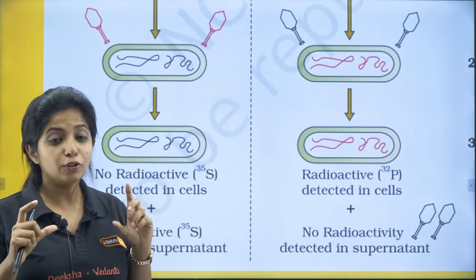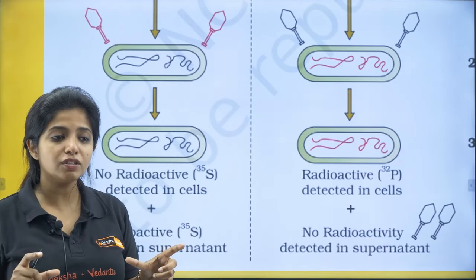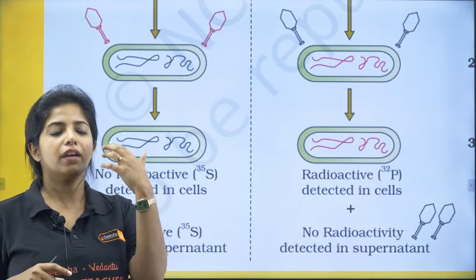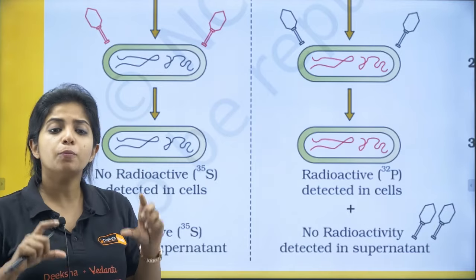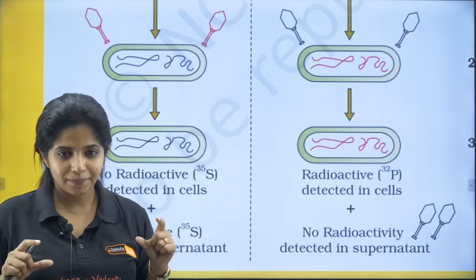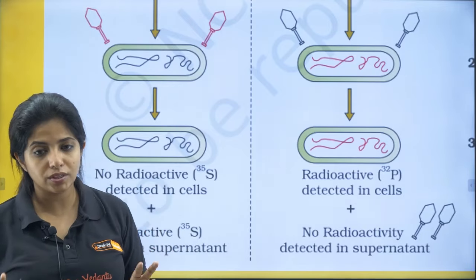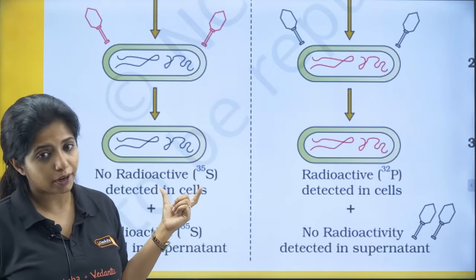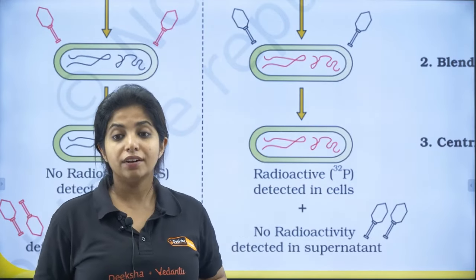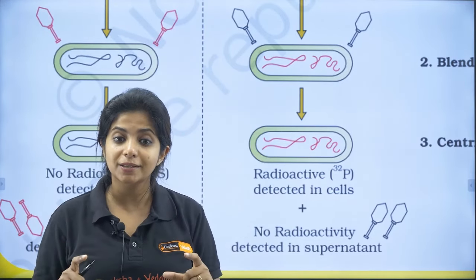That means if there is no radioactivity in the pellet, the S35 which was used is going into the proteins, and the proteins were definitely not being transferred to the cells. Otherwise it would have been radioactive over here. But on the other hand, in this case, radioactivity was found in the cells.